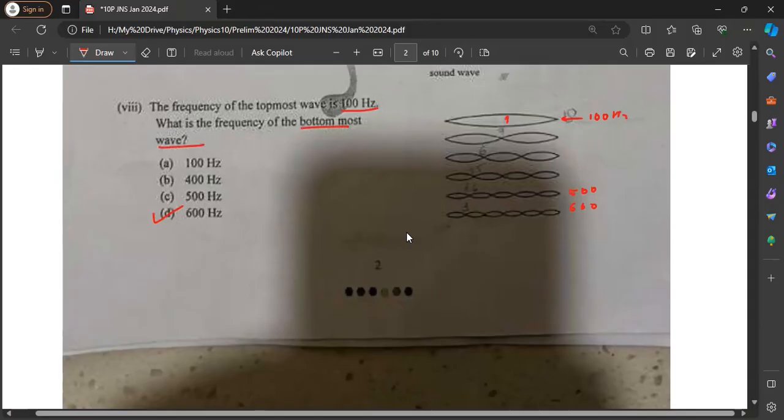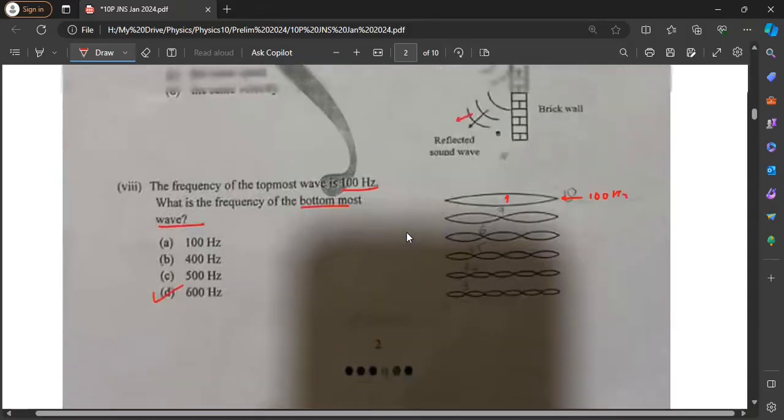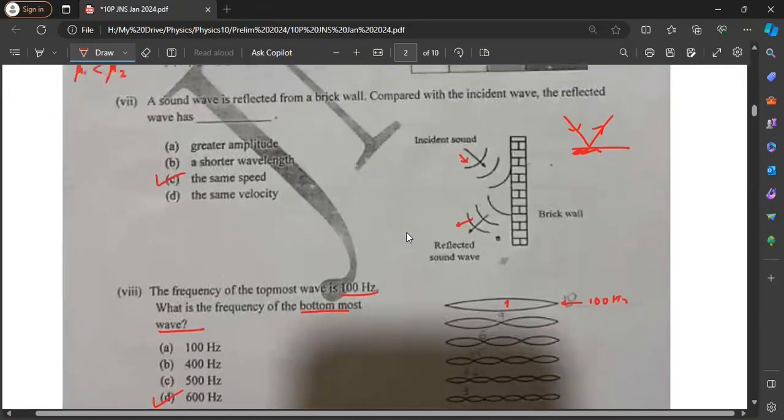Sir, can you explain the 7th one once again, please? Okay. I'm recording this, so you can watch it again. I'm saying that when the sound wave hits the wall and returns back, it will have the same speed. If it is traveling with 340 meters per second towards the wall, then after reflection also it will travel with 340 meters per second. That's what I'm saying.